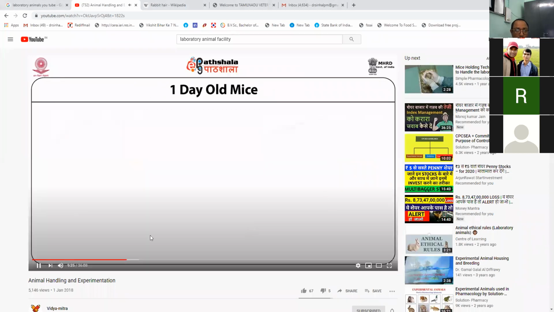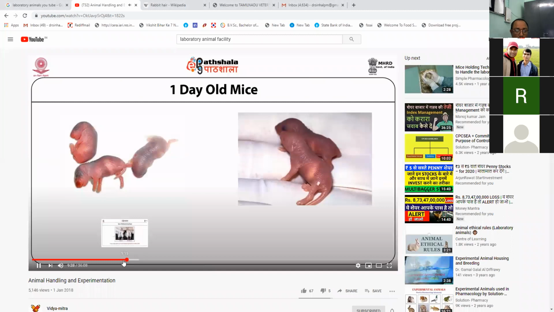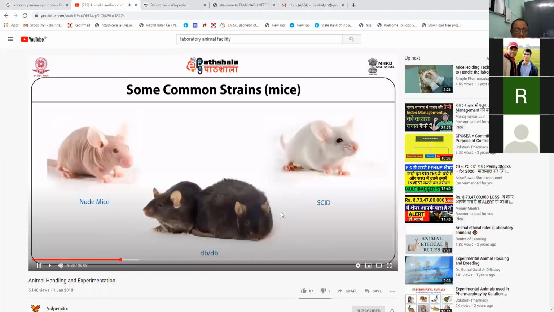This is a small picture demonstrating this. So the mouse becomes obese and it develops diabetes, and this mouse model can be used for diabetic research.